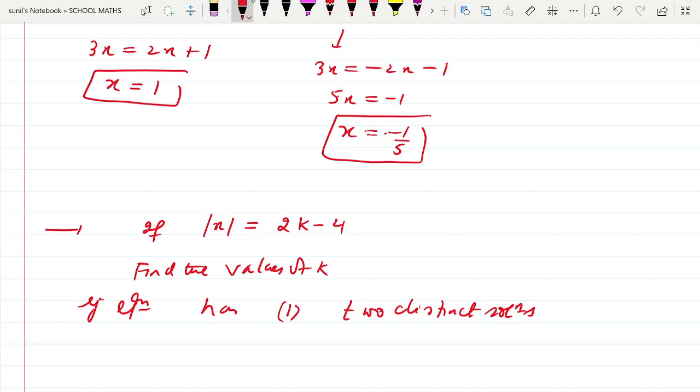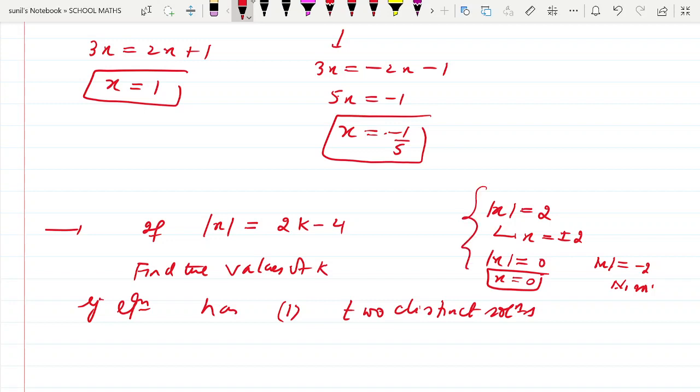Now see, if I'm writing |x| = 2, so what are its two distinct solutions? x is equal to plus minus 2. Now suppose |x| = 0, so I have only one solution. And if I'm writing |x| = -2, that is no solution. Now I think it is a hint to this corresponding problem.